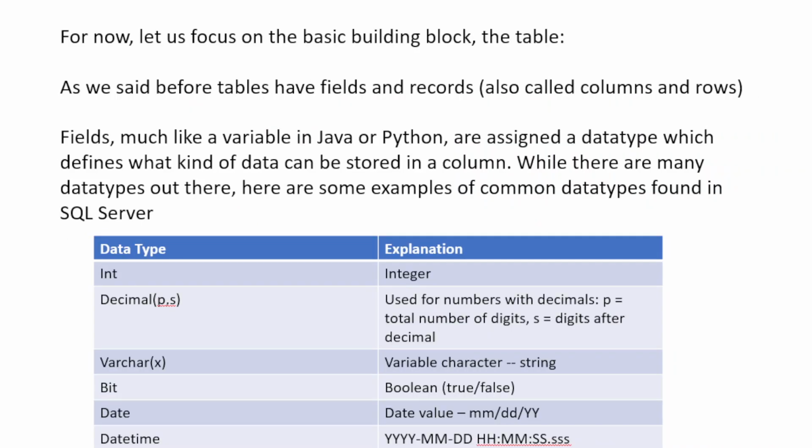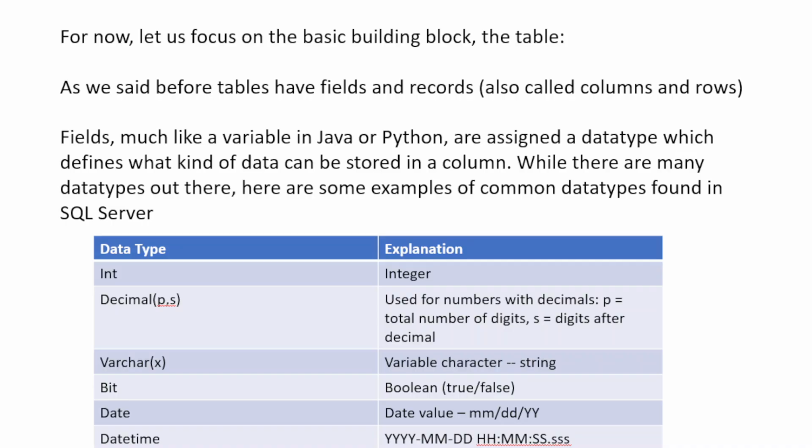Now let's focus on the building blocks of the table. Tables have fields and records, also known as columns and rows. Fields are very much like variables in Java or Python. They are assigned a data type, which defines what kind of data can be stored there. While there are many data types out there, here are some examples. Some of the earlier ones: we have int, which is an integer. Integers are numbers without anything behind the decimal.